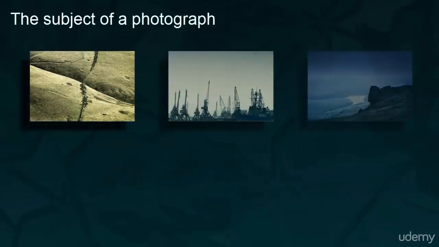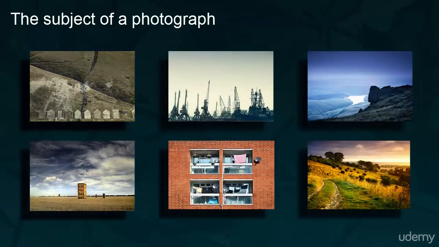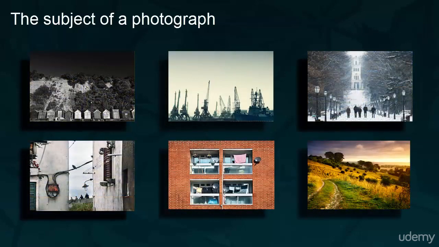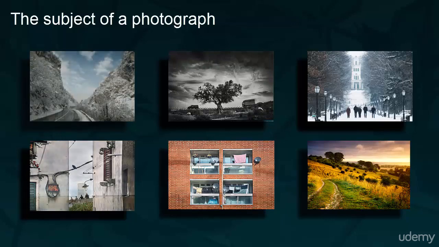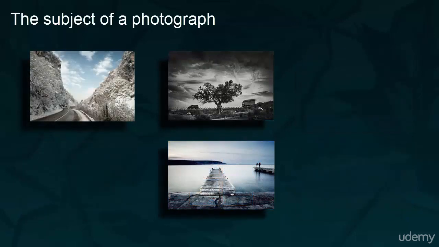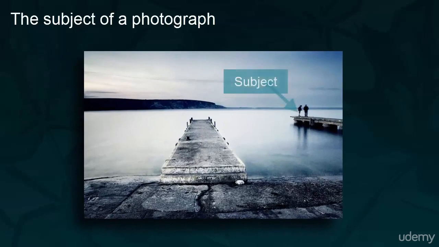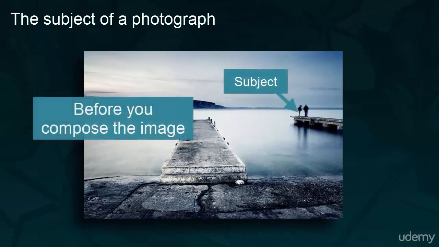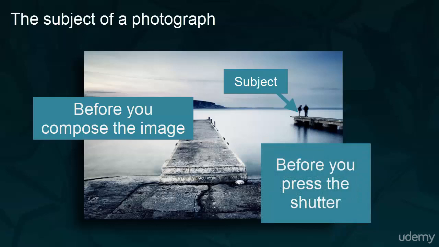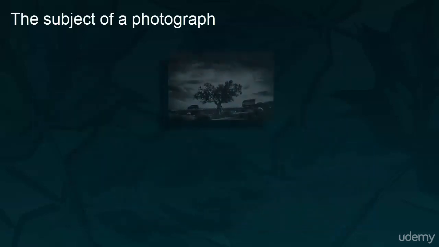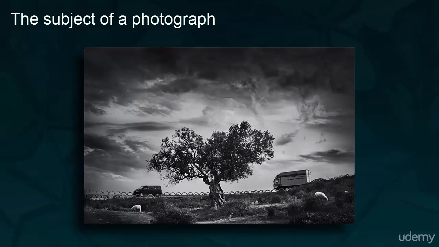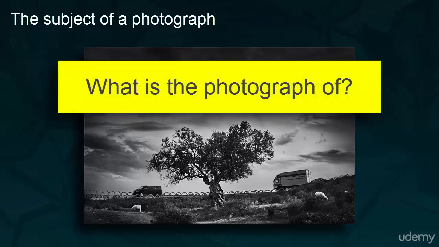The main point that I want to make with this video, and before we go headlong into the rest of the course, is to emphasize one thing, and that is that every photo from a compositional point of view must have a subject. And you need to know what that subject is before you compose the image and press the shutter. The easiest way to work out what the subject of a photograph is to answer the following question: what is the photograph of?